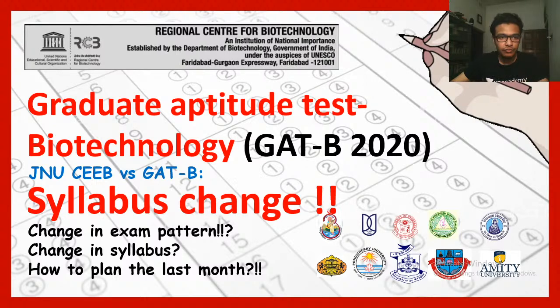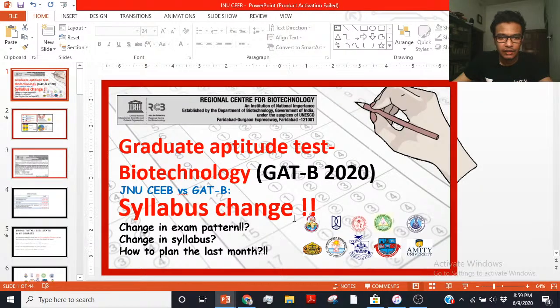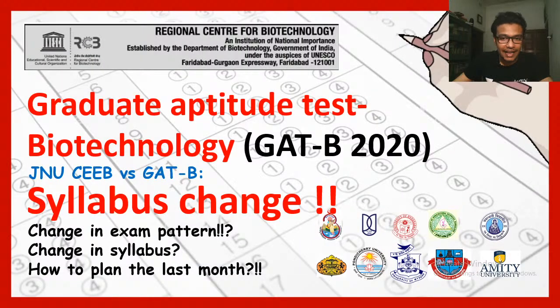Today we are going to talk about the new Graduate Aptitude Test for Biotechnology, which was known as JNU CEB. Right now it has changed. I hope I am live, right? Yeah, this was known as JNU CEB, and right now it is known as GATB 2020, Graduate Aptitude Test for Biotechnology 2020.